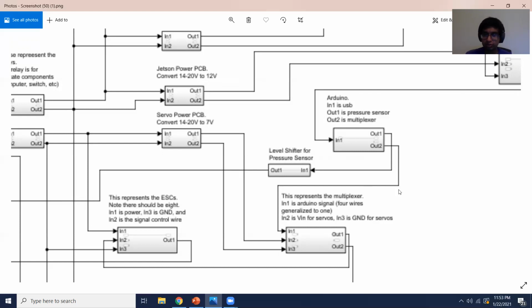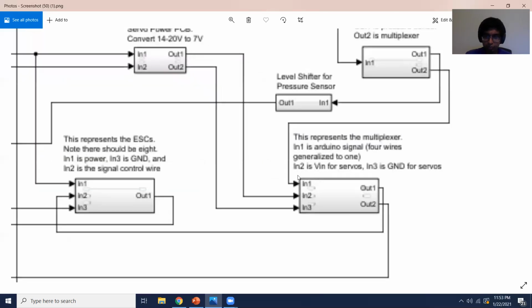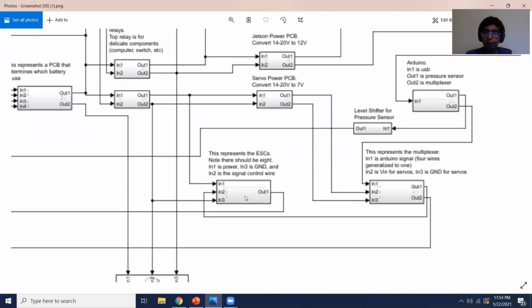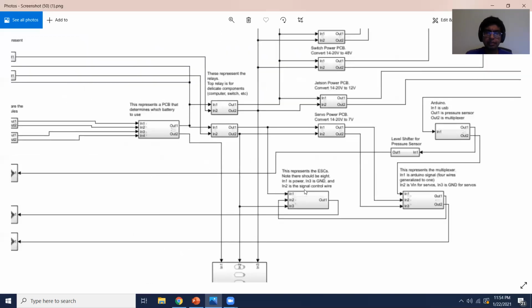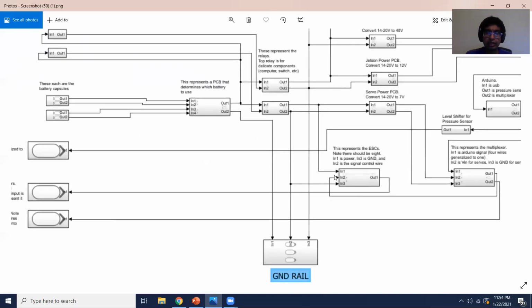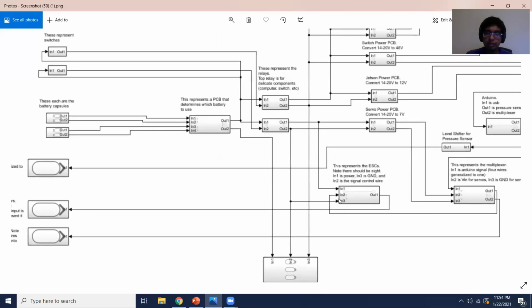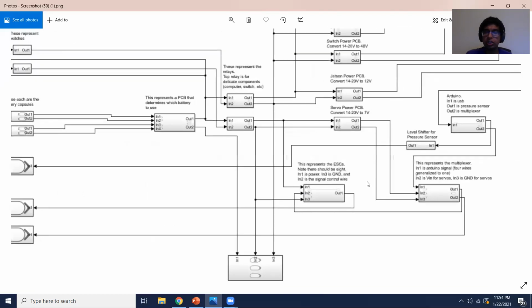The multiplexer also uses I2C, so we connect it to the Arduino as well. There are 4 signal wires that go into it, but it gets generalized to 8. This multiplexer then connects to 8 different ESCs. These ESCs are then connected to various thrusters on the outside, located here. And the ESCs, of course, also take power from the battery so that they can power the thrusters.